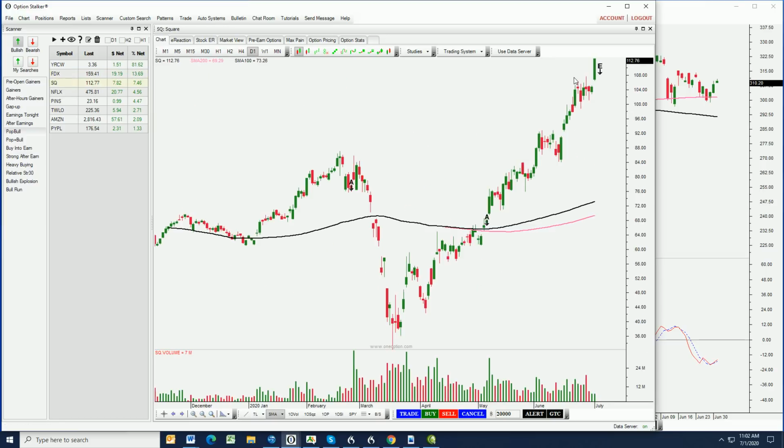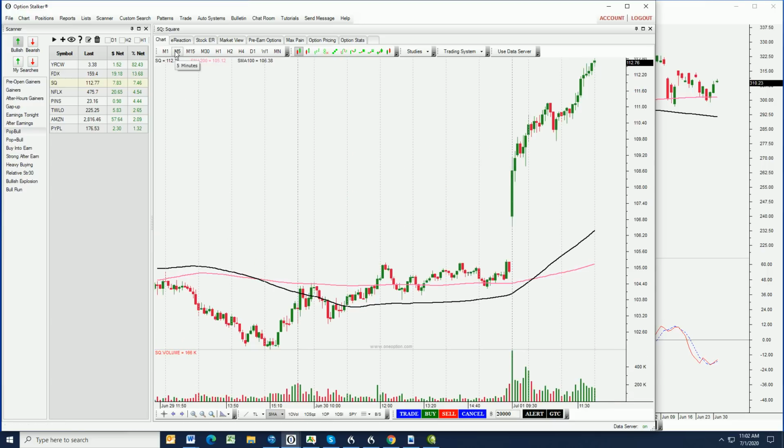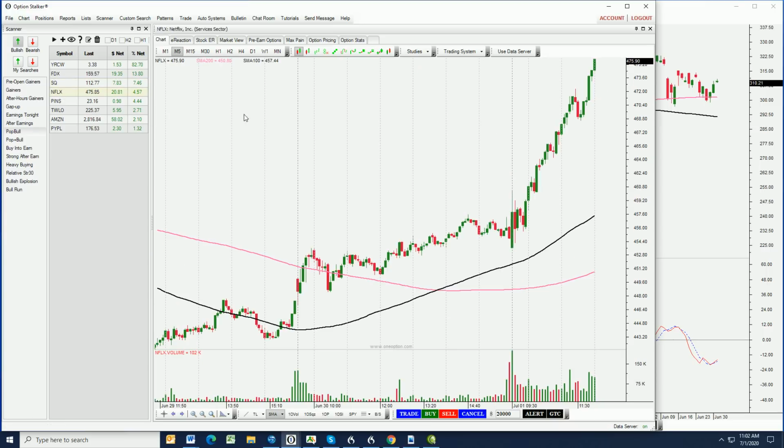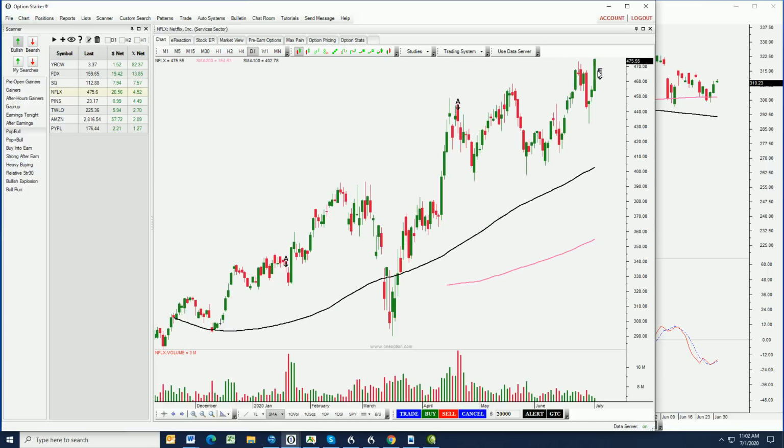SQ is grinding higher. I really like this compression here. I like the breakout. SQ would be one that I would highlight for a day trade today and a possible overnight position. I'd like to buy a pullback. I don't like chasing stocks. It's super hot right now. Netflix looks really good to me. Look at that powerful, powerful move. We're going right through the high, blew right through it. So I do like Netflix also.